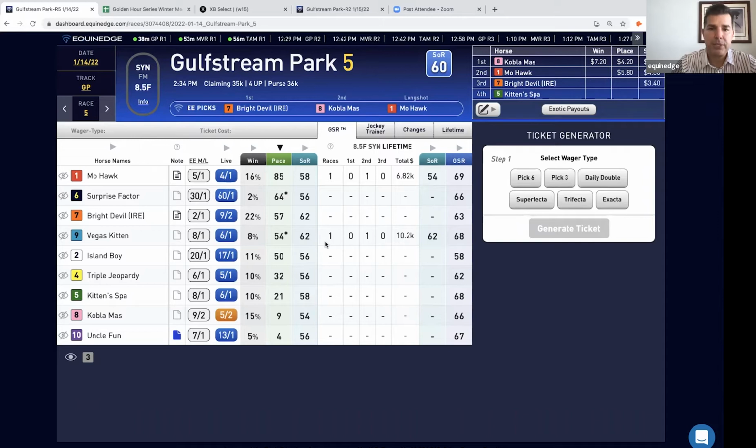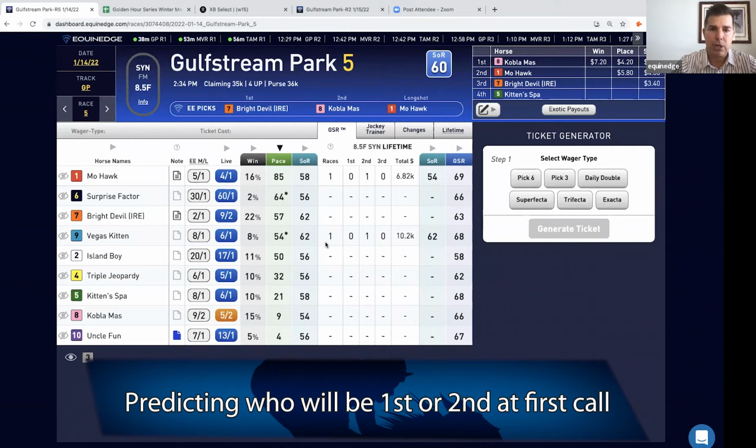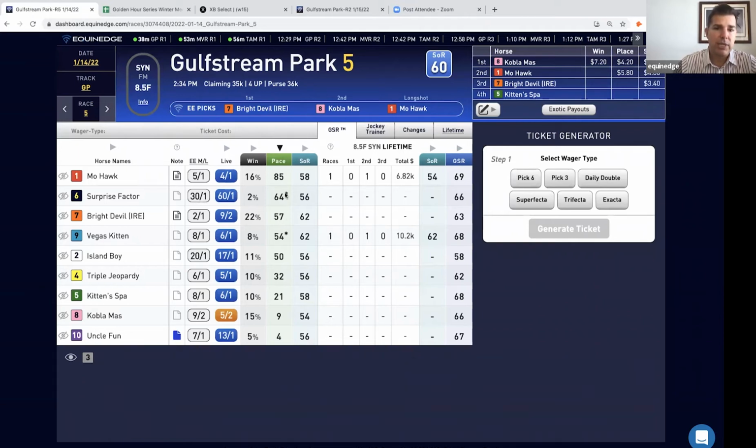So the pace number algorithm is essentially predicting who's going to be on the lead or in second at the first call. In this case, Mohawk, the one horse at Gulfstream Park, race number 5, yesterday, actually 114. You can see this horse had an 85 pace and it did get the lead. There's also this asterisk here, Chris. It's a separate algorithm predicting that a horse's likely chance of winning will need to be on or near the lead.